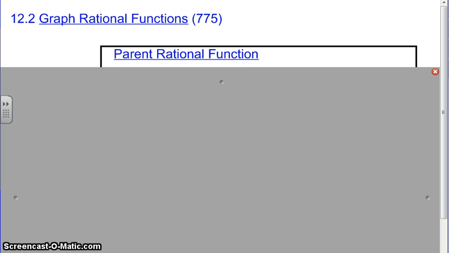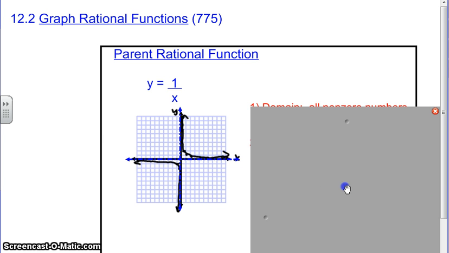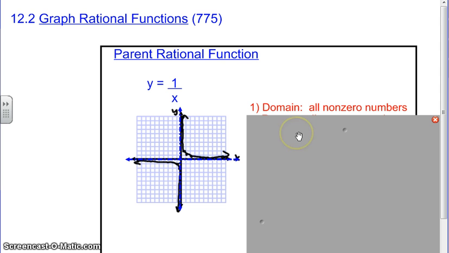So the parent rational function, what would be the most basic number that you could put in for the constant? In the end, Cameron, what is it? 1. So there it is, the parent rational function. When we graph the parent function, we've already created the domain and range a couple of times. What is the one value not allowed in the domain? 0. So we say the domain is all non-zero numbers. Sometimes people write that as all real numbers except 0.